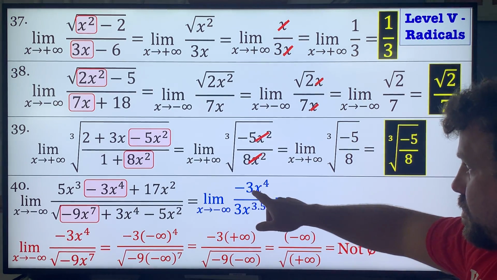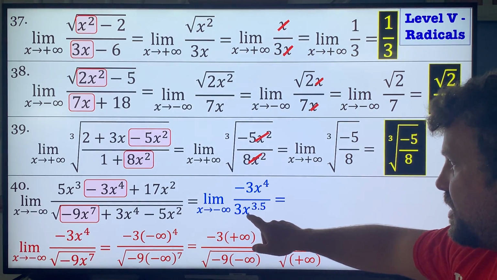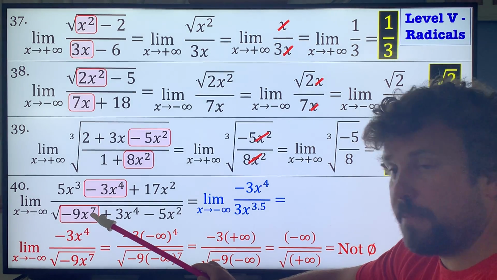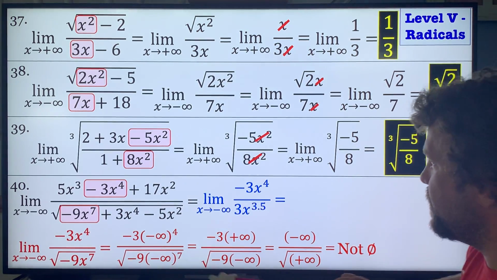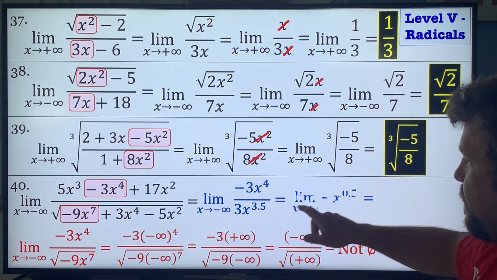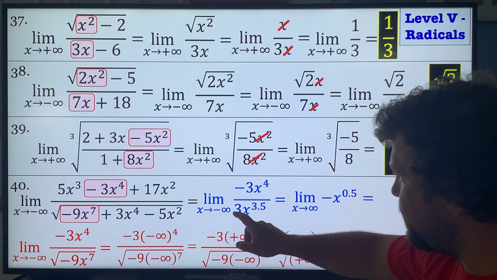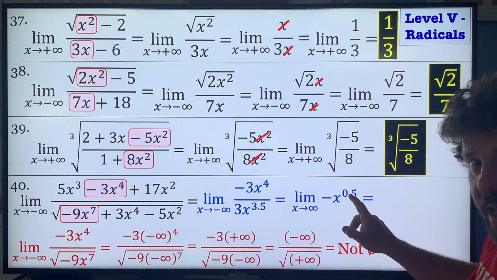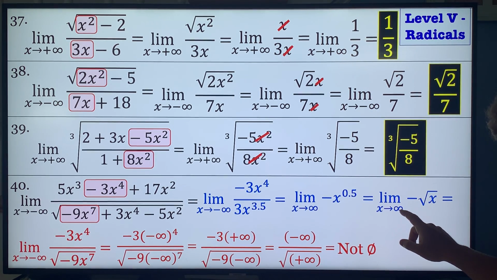Now, negative 3x to the 4th over 3 times x to the 3.5. Why is this 3.5? 7 divided by 2 is 3.5, or you could say 7/2. 4 minus 3.5 gives negative x to the 0.5. The 3's cancel out, leaving me with 1 negative. Negative x to the 0.5, you know what that is? X to the 1/2, or just the square root of x. So it's negative square root of x as x approaches infinity.